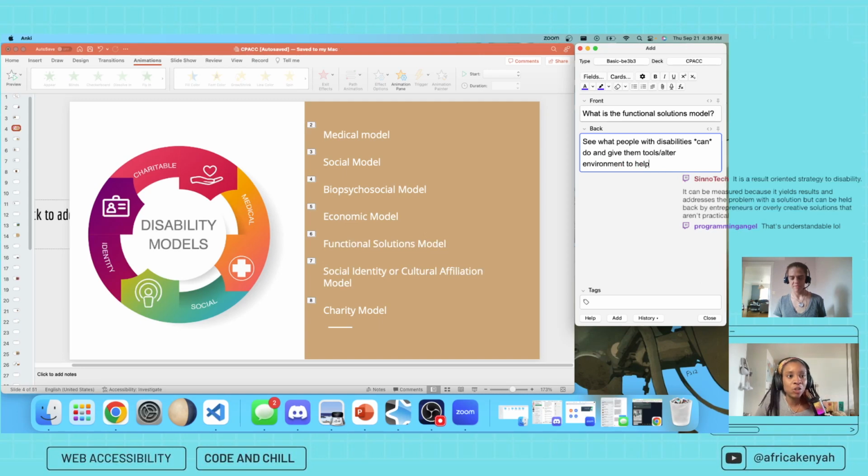Fauna said functional. Sorry, my chat kind of sucks over here, so I have to manually scroll. Fauna said functional solutions model is action oriented. Yes, I love that word. Action oriented.